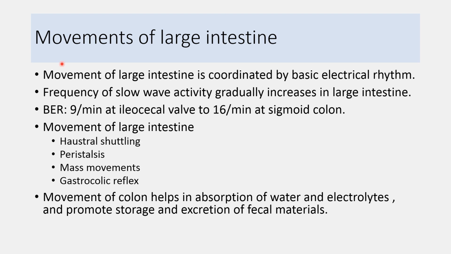Movements of the large intestine. First of all, the movements of the large intestine are coordinated by the basic electrical rhythm. Basic electrical rhythm is also known as slow wave. Frequency of the slow wave activity gradually increases in the large intestine, whereas the frequency of the slow wave gradually decreases in the small intestine. Basic electrical rhythm in the large intestine is 9 per minute at the ileocecal valve and 16 per minute at the sigmoid colon.